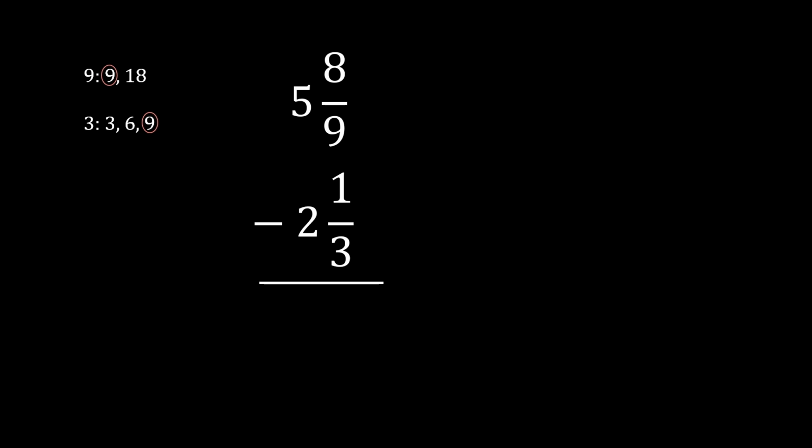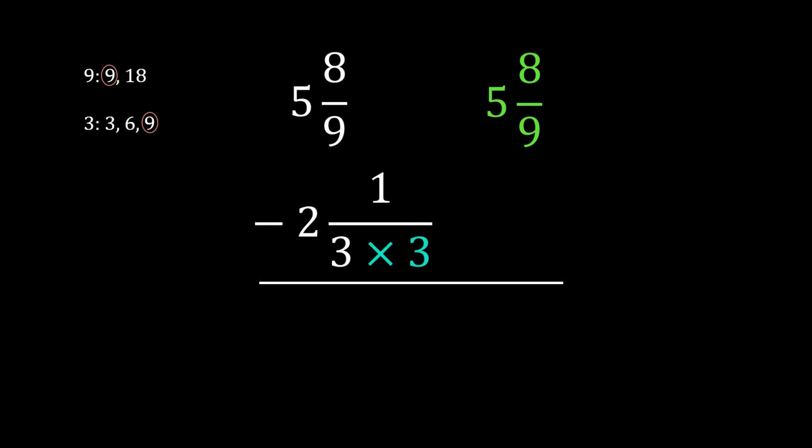With 5 and 8/9, I already have 9 as a common denominator, so I don't need to do anything with 5 and 8/9. I do need to look at 2 and 1/3 though. With 1/3, I have a denominator of 3, and 3 times 3 is 9. So I'm going to be multiplying my denominator by 3. If I multiply my denominator by 3, I need to multiply the numerator by 3 so I can have equivalent fractions. Well, the 2 is part of that mixed number. It's going to stay. And then 1 times 3 is 3, and 3 times 3 is 9. So 2 and 1/3 is equivalent to 2 and 3/9.